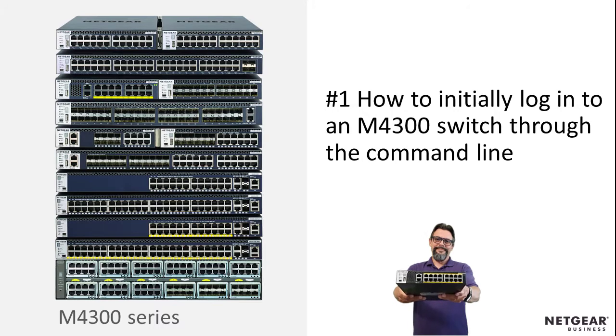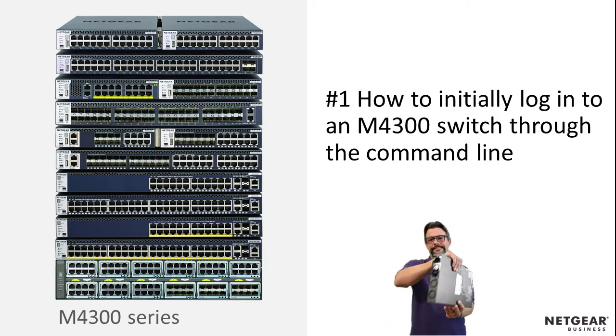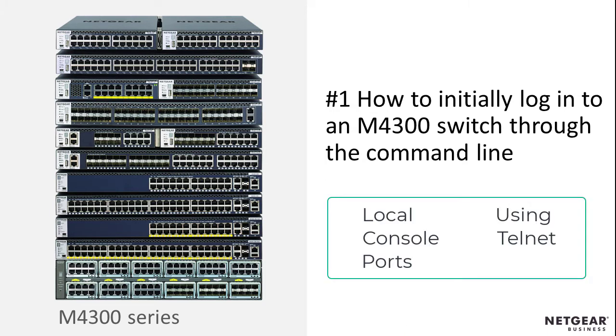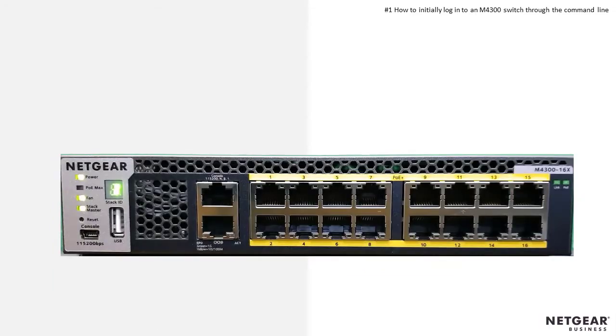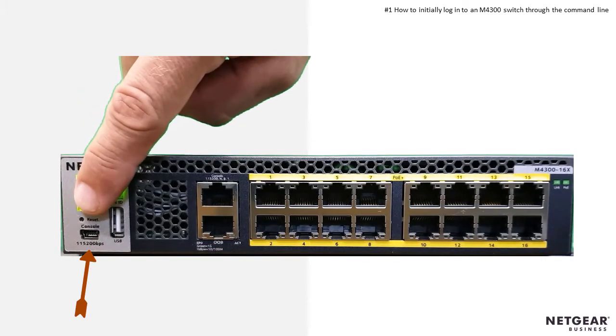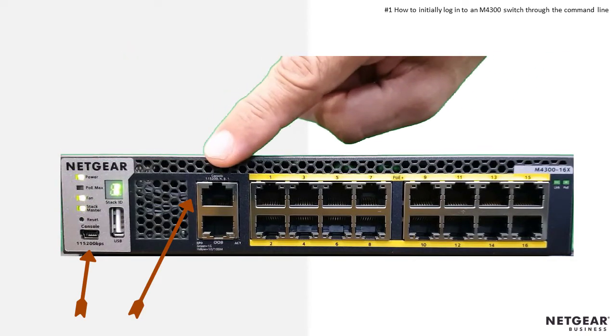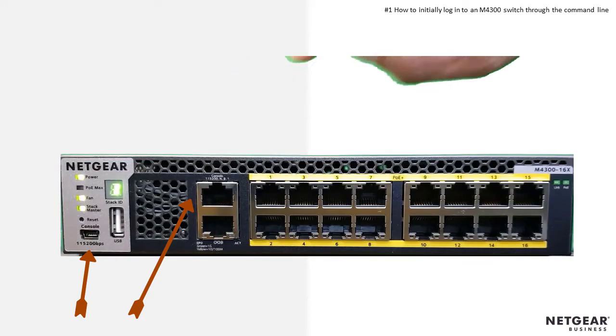how to initially log in to an M4300 switch through the command line. Out of the box, you have two ways, either using the console ports locally or using telnet remotely. Let's start with the console ports. You can access through the mini USB console port, the cable is in the box, or the RJ45 RS232 console port. The cable is in the box too.